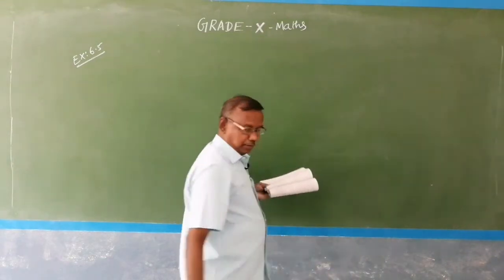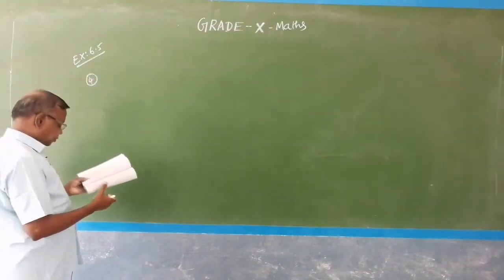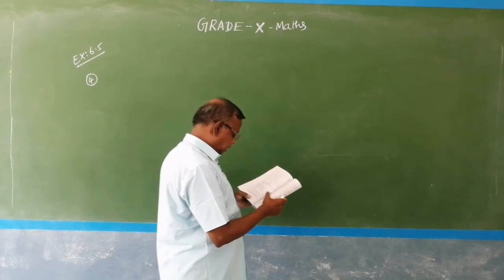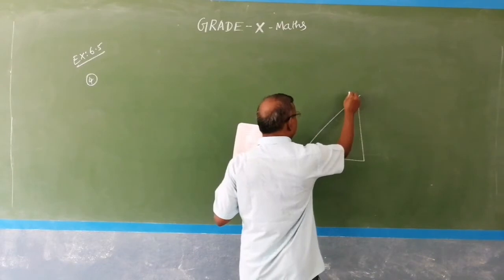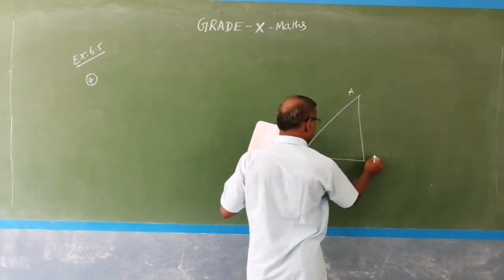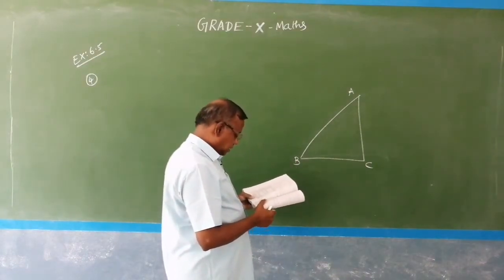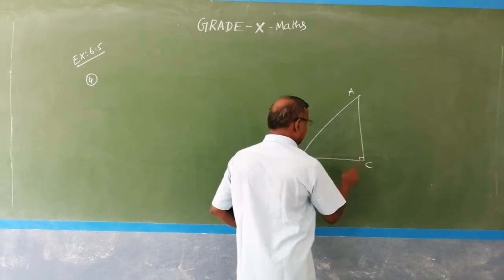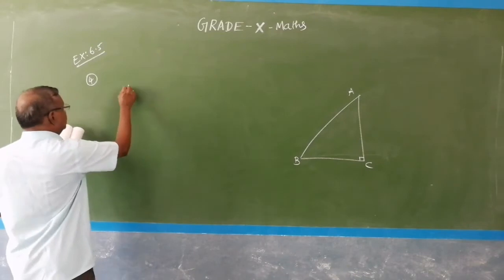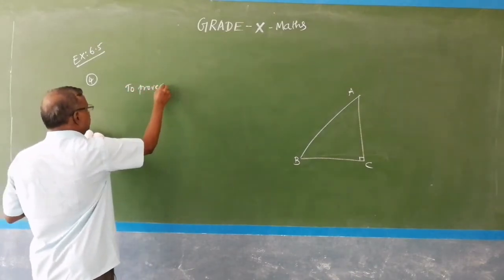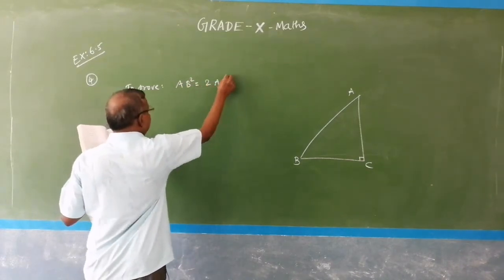Now, question number 4. ABC is an isosceles triangle right angled at C. Let us draw triangle ABC, an isosceles triangle with a 90 degree angle at C. Prove that AB square equals 2AC square.